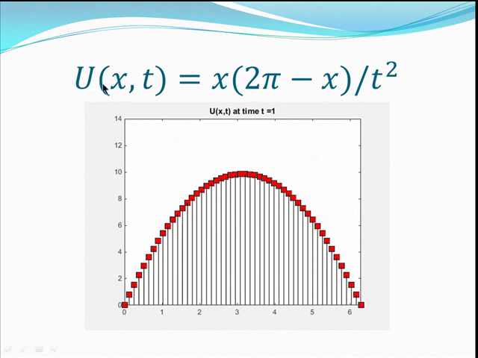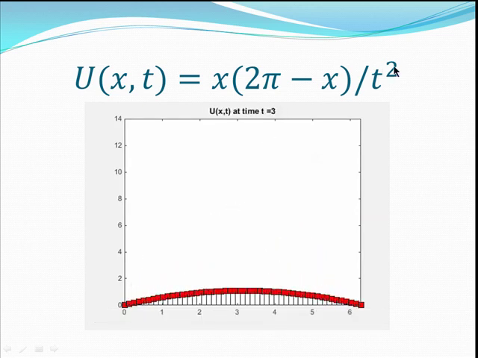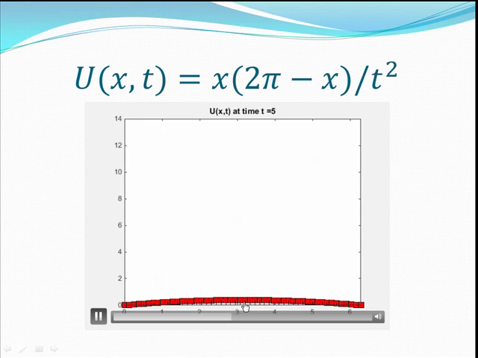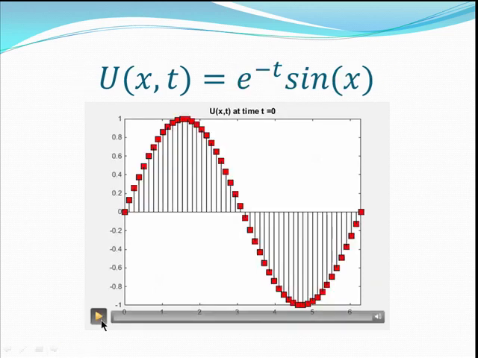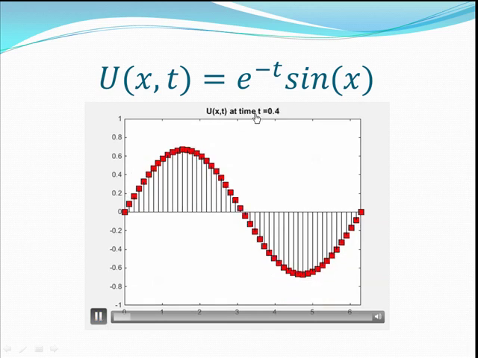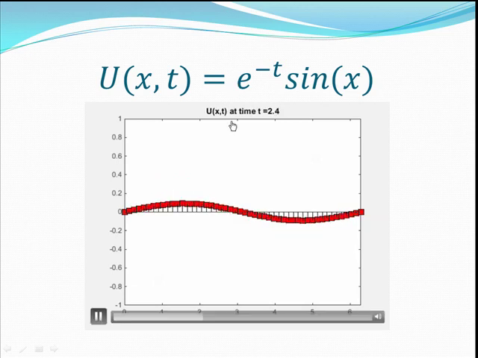Similarly, we will take another function u of x, t is equal to x multiplied by 2 pi minus x, divided by t square. If we see, this function also represents a moving object. Look at this function also. The moving object related to this function, e power minus t into sine x, is shown in this animation.